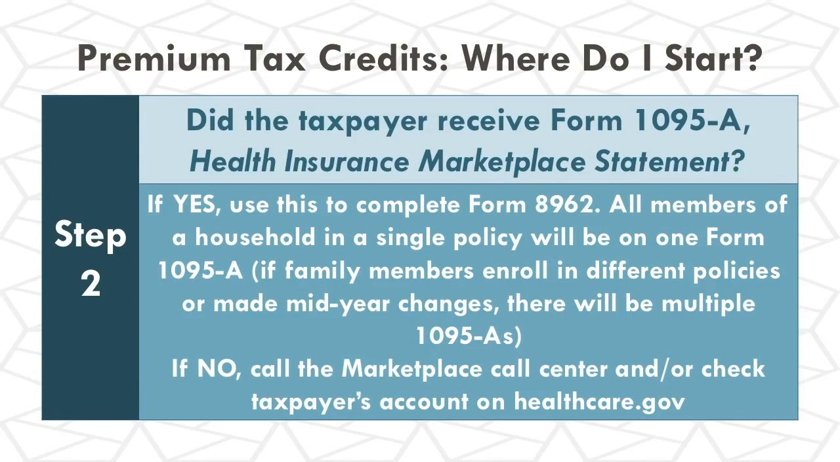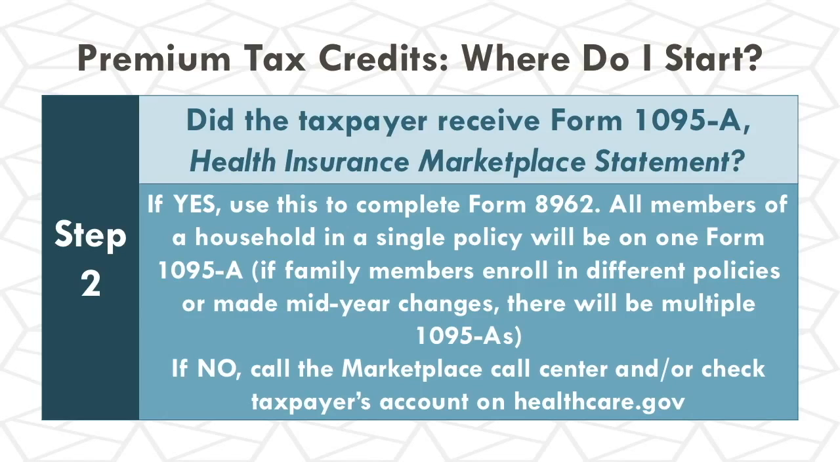Next, we're going to make sure that the taxpayer has Form 1095-A, Health Insurance Marketplace Statement. You're going to have to use this form to help you complete the tax return. So if the taxpayers did not bring this form, then they're going to need to call the Marketplace call center or check their account on healthcare.gov, or they just need to wait until they get it sent in the mail. They may come to our site early and just not have received it, but we do actually have to see this form in order to complete the return.